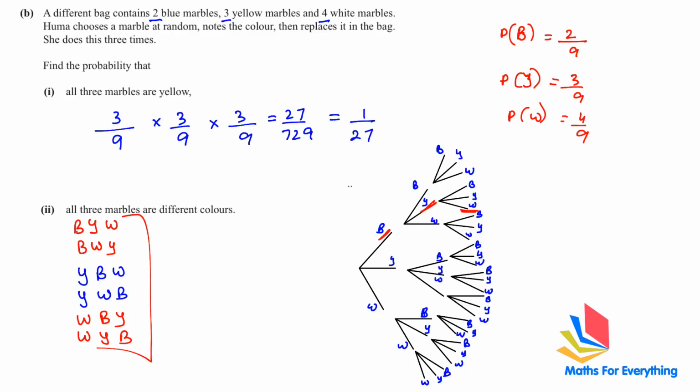So the probability of blue is 2 over 9, yellow is 3 over 9, and white is 4 over 9. How many sets do we have like that? Total 6. So we are going to multiply by 6. And this will give us the answer 16 over 81. So that's our probability.